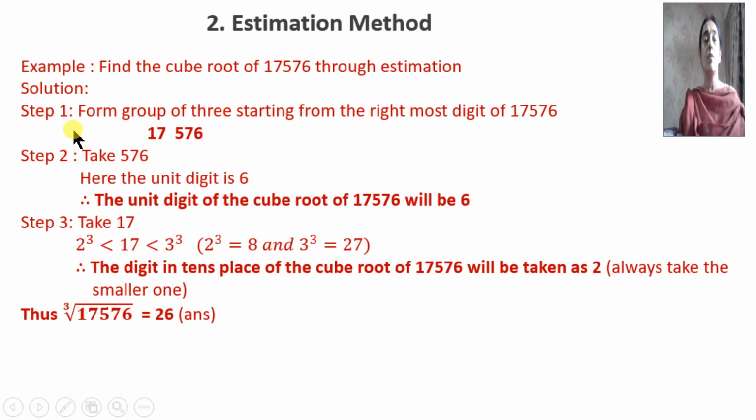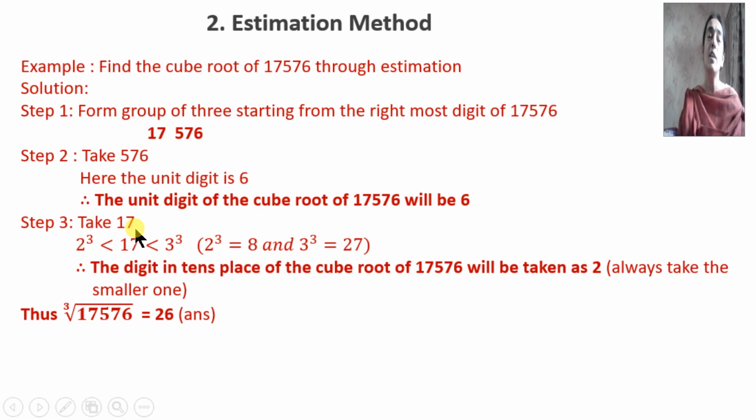Once again, I explain the steps. First, in the first step, you make groups starting from the rightmost digit. Make groups of 3, that is 6, 7 and 5, one group. The remaining are 2 digits only, 1 and 7. If there were 3 digits, then it would be another group of 3 digits. In the second step, you take the second group, that is 576, and observe its unit digit. Here the unit digit is 6, so the unit digit of the cube root will also be 6. Then you take the first group, 17.